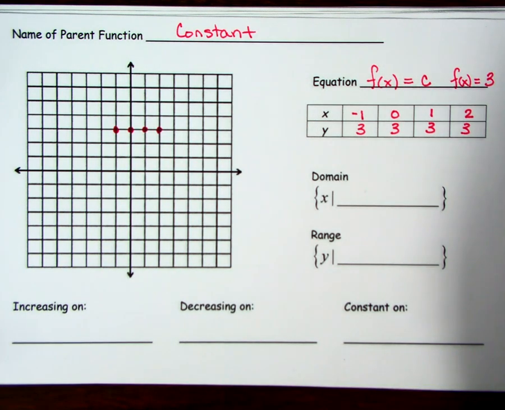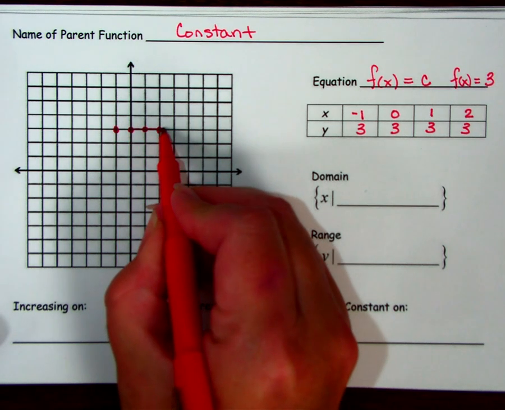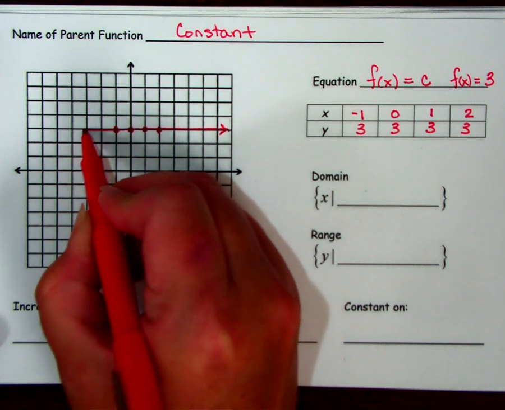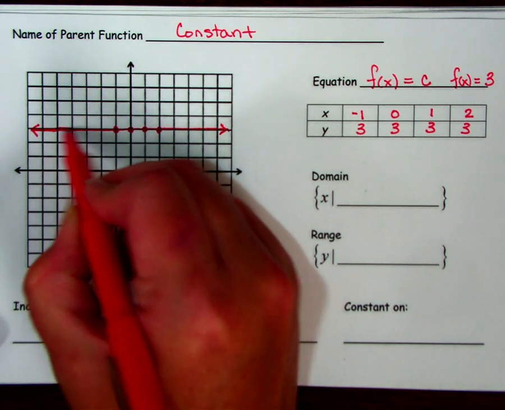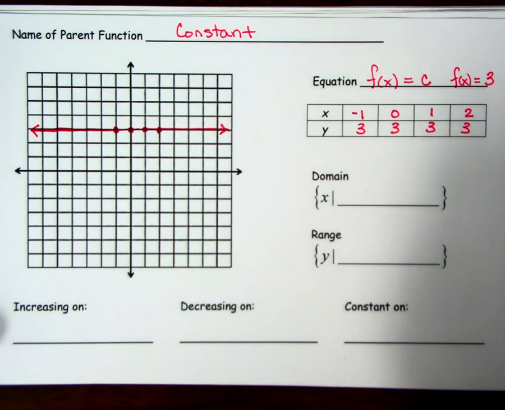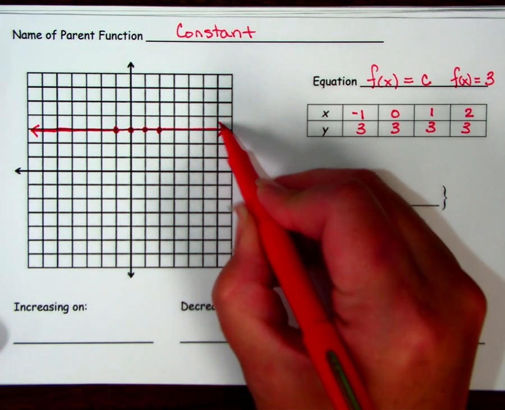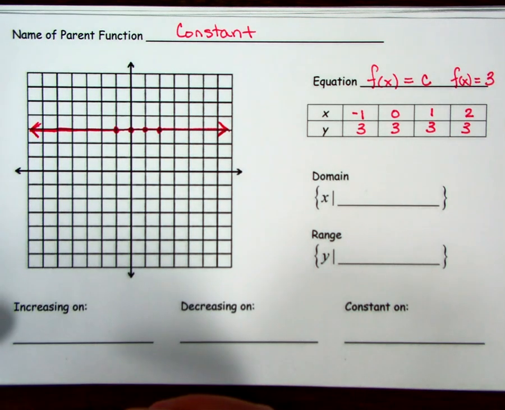Now it appears that these points are falling along the same horizontal line. So this one looks like it's going to be horizontal. The pattern I notice is a horizontal line. So I'm going to go ahead and connect them. And of course, if you're not sure, you could always pick a few more values of x and put them in, and make sure that you always get 3 for the answer. It does go on forever to the right, so I used an arrow so that I don't have to keep drawing the picture. And it goes on forever to the left, so I'm going to use an arrow on that side as well.